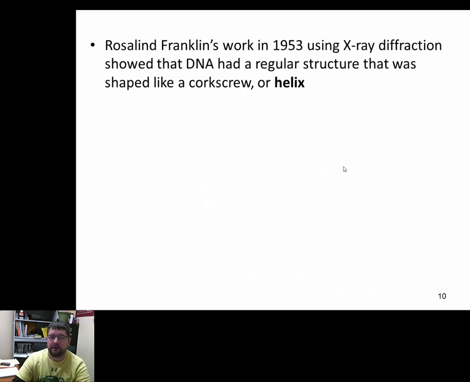Right. Now, I told you before, and I talked about her at the very beginning of the semester, and I put up a book that I think most people should read, that Rosalind Franklin was integral, probably the most integral part of discovering the structure of DNA. Rosalind Franklin actually took X-ray diffraction pictures of DNA, showing that it was helical in shape.